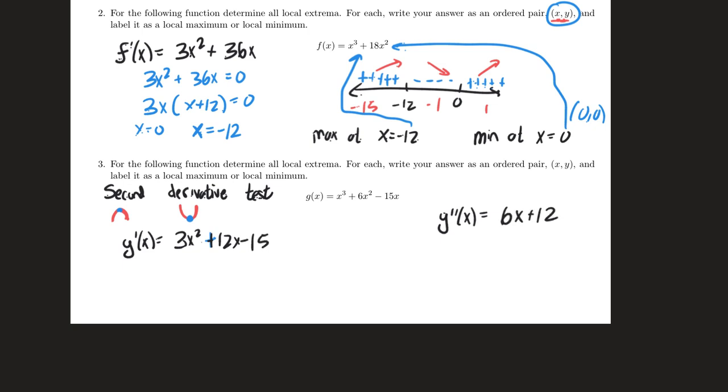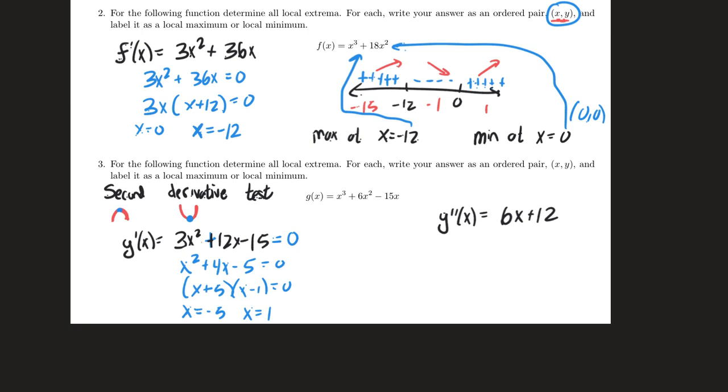All right, same thing, I'm going to set it equal to 0. Factor out the 3. But now it's actually possible to factor. And I get negative 5 and positive 1. So normally now, if I was doing the first derivative test, I would make a number line and see where those pluses and minuses change.